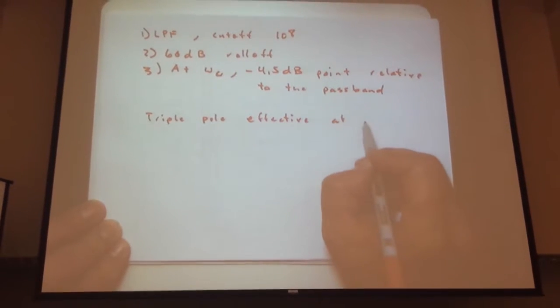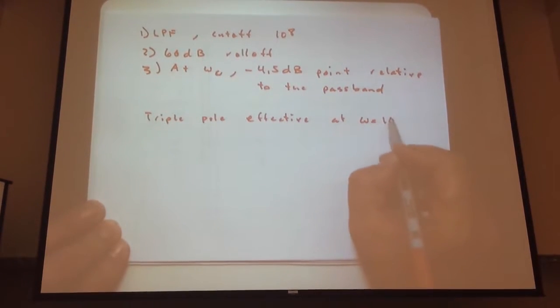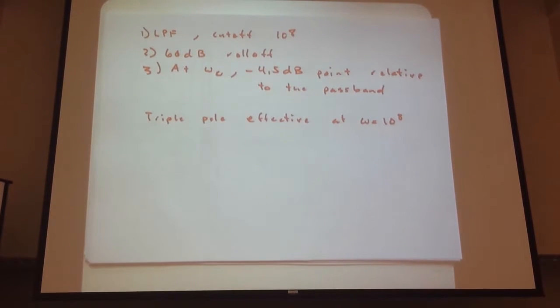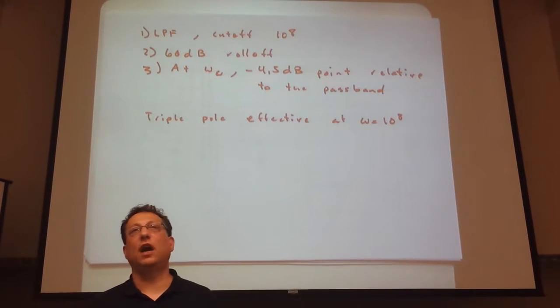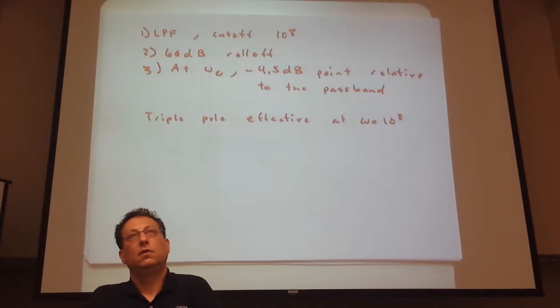At omega equals 10 to the 8, well, this is a triple pole. How do we do that? Well, what are we stuck with? What type of circuit are we going to build? And we just did it a minute ago.